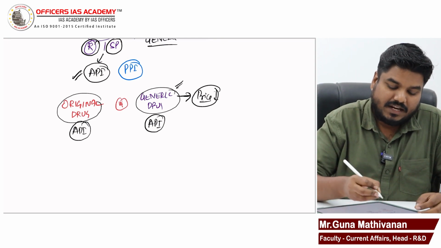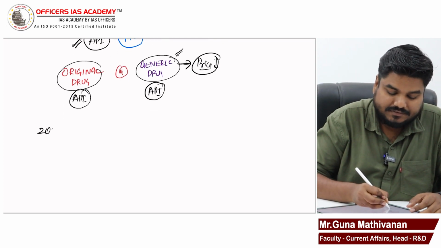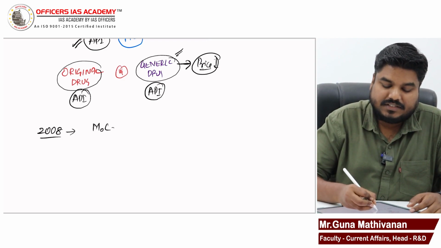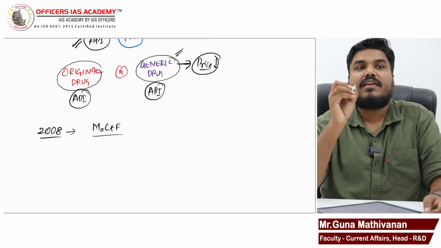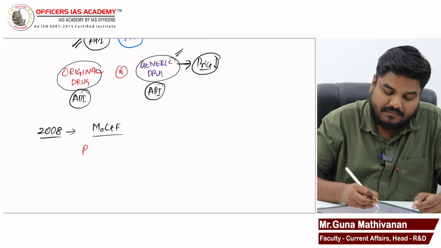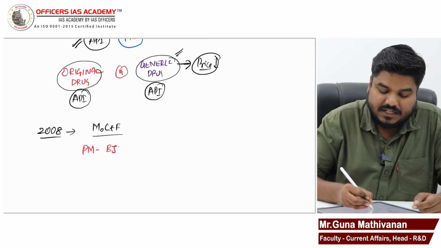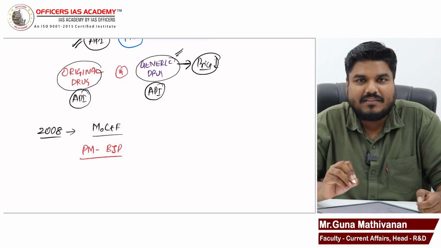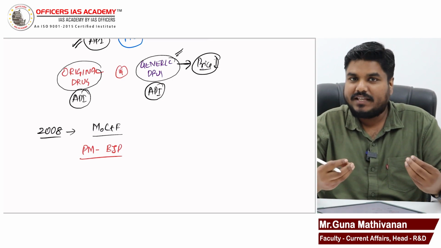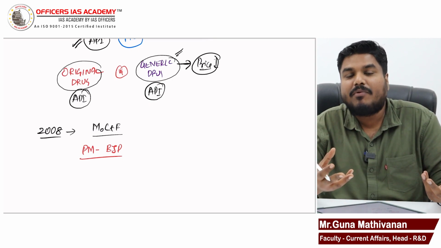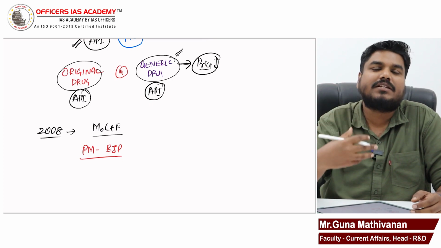So keeping this in mind, in the year 2008, the Ministry of Chemicals and Fertilizers launched a scheme called Pradhan Mantri Bharatiya Jan Ashwadi Pariyojana. So what is the intention of this scheme? The intention is to spread awareness about generic drugs to the people.